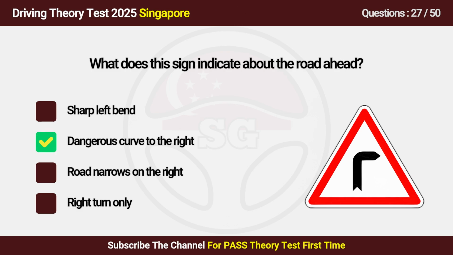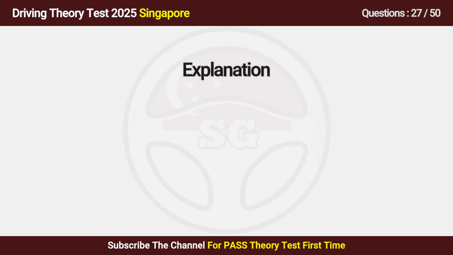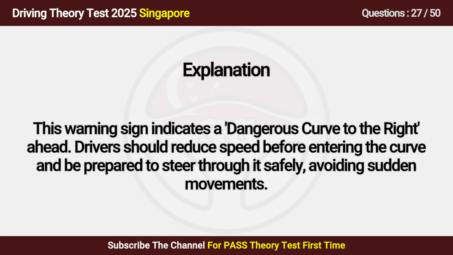Answer is B. Dangerous curve to the right. This warning sign indicates a dangerous curve to the right ahead. Drivers should reduce speed before entering the curve and be prepared to steer through it safely, avoiding sudden movements.